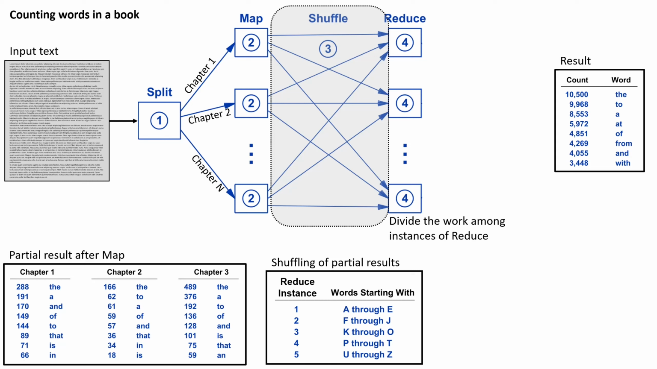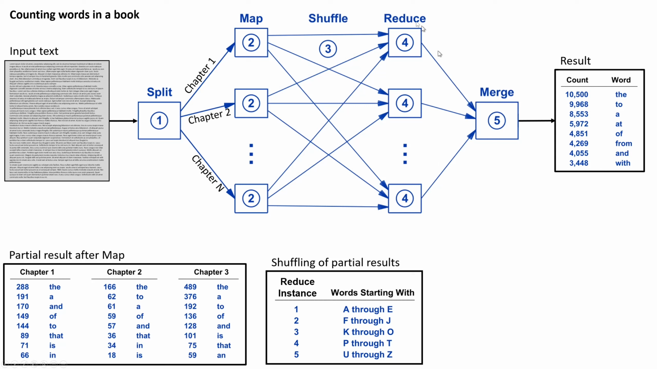Now, one important thing here is that partial results for a given word need to be processed by the same reduce instance. So let's say that this reduce instance will receive all partial results for the word dog. There are going to be some occurrences of dog in chapter 1, some occurrences of dog in chapter 2, and some occurrences of dog in the last chapter. And this reduce instance needs to receive all of this partial information so that it can compute the total number of times that dog appeared in the whole book, which is what we will have in the final result.